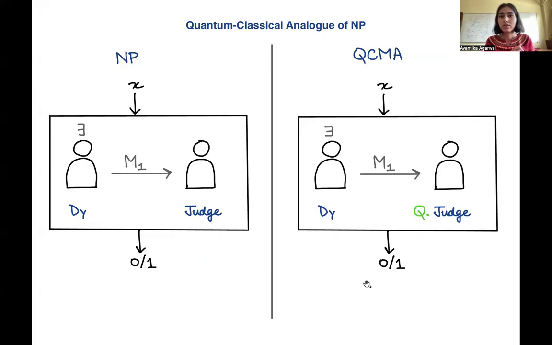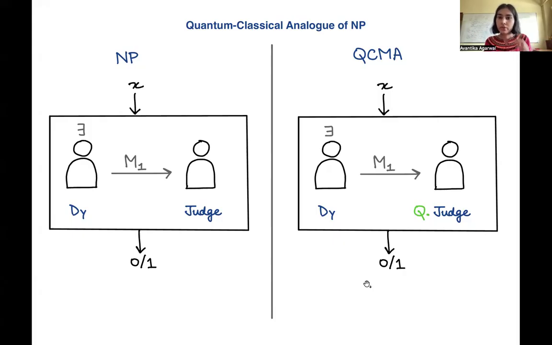And let's start by talking about how you would define a quantum analog of NP. So recall what was NP? We had this judge who was an efficient classical computer, and we had the debater DY who was sending a classical message to this judge. Now, to define a quantum analog, there are two things here that we can make quantum. One, we can replace the judge by a quantum judge. Two, we can replace the message that the debater DY is sending by a quantum message.